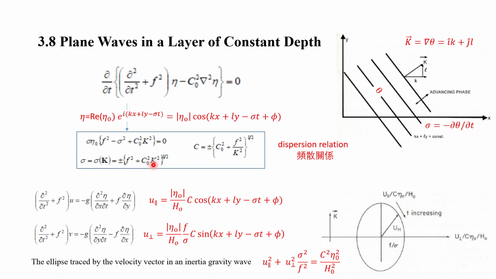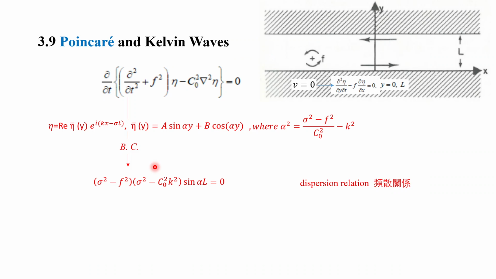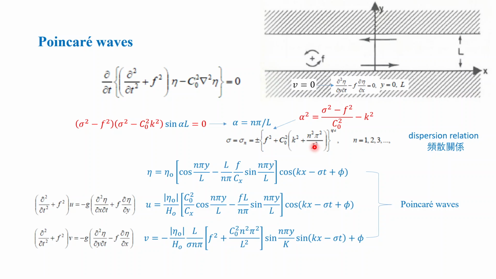The difference is this part. So here is the capital K square, but now the capital K becomes the zonal wave number and the meridional wave number, and the meridional wave number cannot be any arbitrary number. It has to be constrained by these eigenvalues, namely alpha can only be an integer number n pi over L, where n equals 1, 2, 3, an integer. So this is the zonal wave number L, now replaced by these eigenvalues.